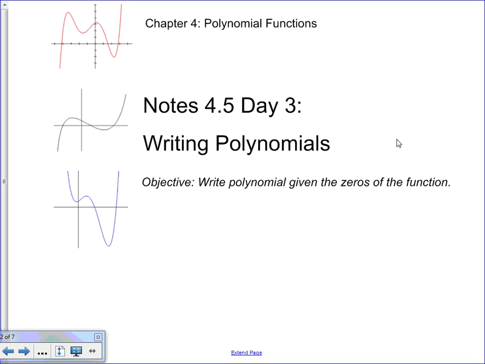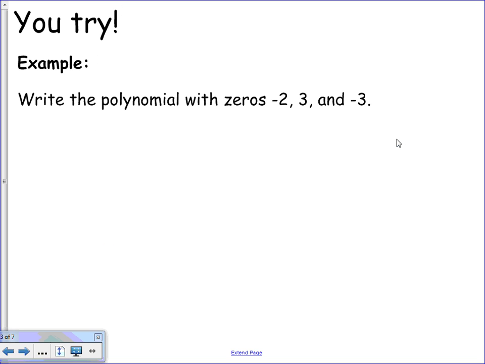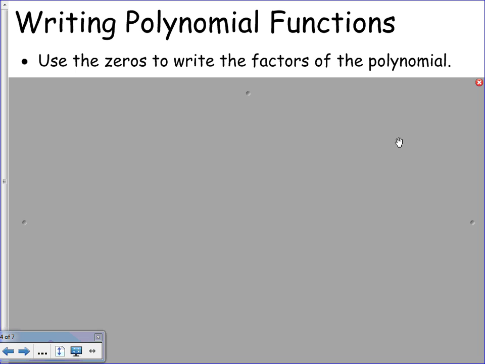Okay. Today, I give you the zeros. The zeros are -1, 5, and 6. Give me the polynomial. That's easy. Yeah, it is. You just distribute. Yes. Ooh, this is out of order. We'll go back to that one.